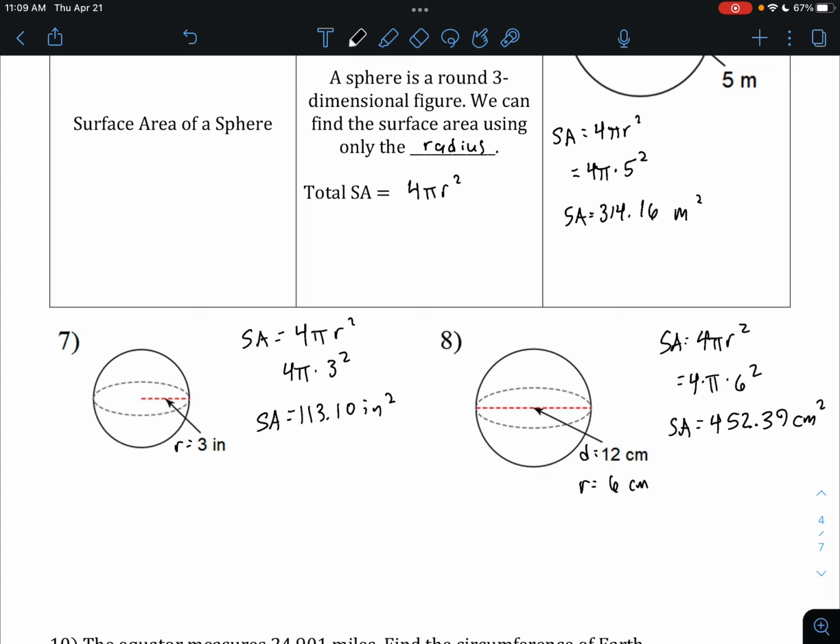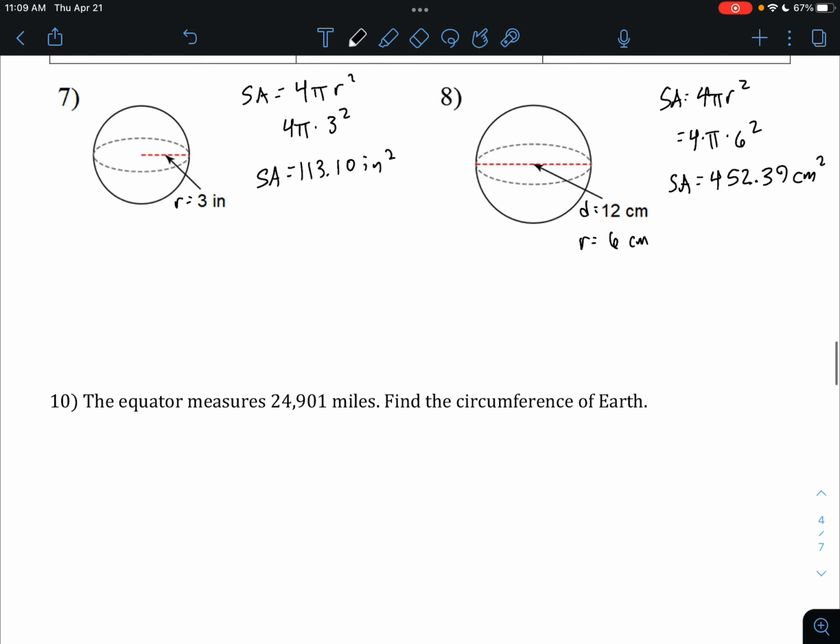Now, the last problem we're going to do on this page is we're going to find the surface area of the Earth. Given the equator, which measures 24,901 miles, we're asked to find the surface area. That's just a surface area, not circumference. Wouldn't be very difficult to find the circumference because that's what the equator is. So we're going to find the surface area of the Earth.